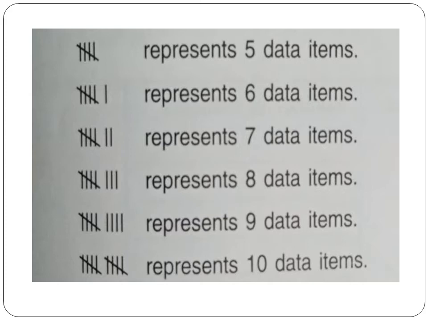Add one more line, it makes 7. Add one more line, it makes 8. Add one more line, it makes 9. For 10, what do you have to do? Draw 4 vertical lines and 1 slanting line, which represents 5. Again, you have to do the same, which represents 10 data items.